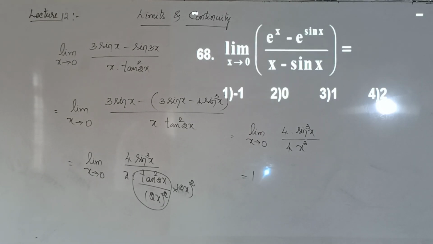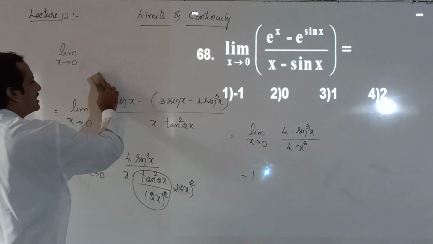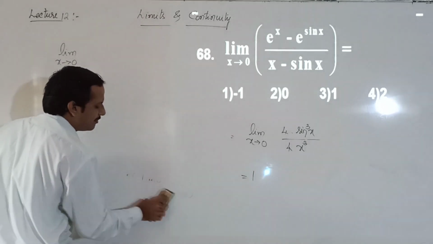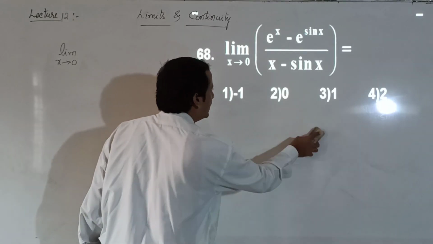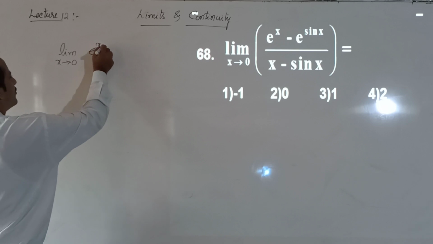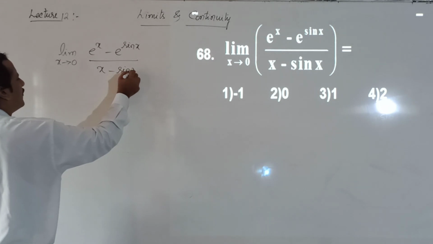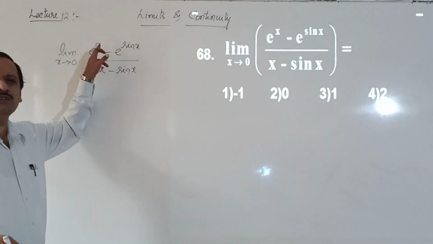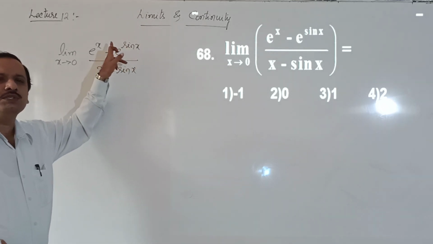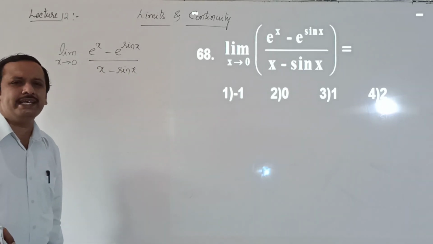Okay, next question. Limit x tends to 0, (e power x minus e power sin x) divided by (x minus sin x). Now if I directly apply the limit, I am going to get e power 0, which is 1, minus e power sin 0. Sin 0 is 0 and e power 0 is 1. So here you will have 1 minus 1, 0. Denominator also 0 minus 0 is 0. 0 by 0, an indeterminate form.